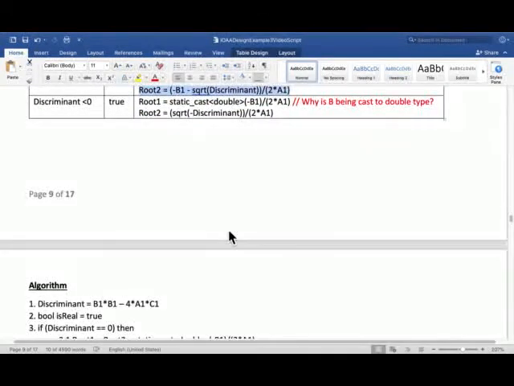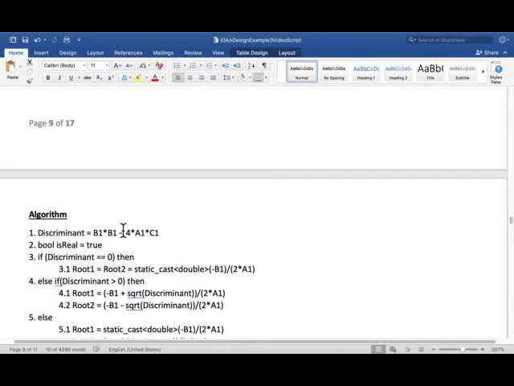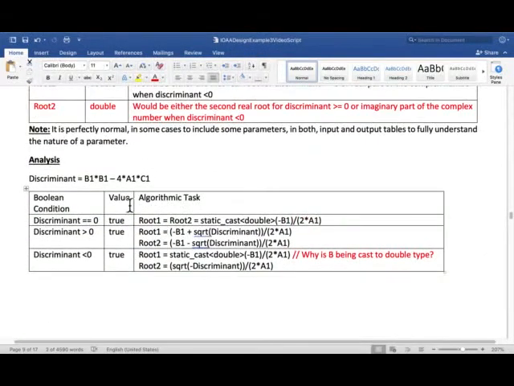Okay, let's go to the algorithm. So I'll set the discriminant equal to b square minus 4ac. That's the C++ form right here.